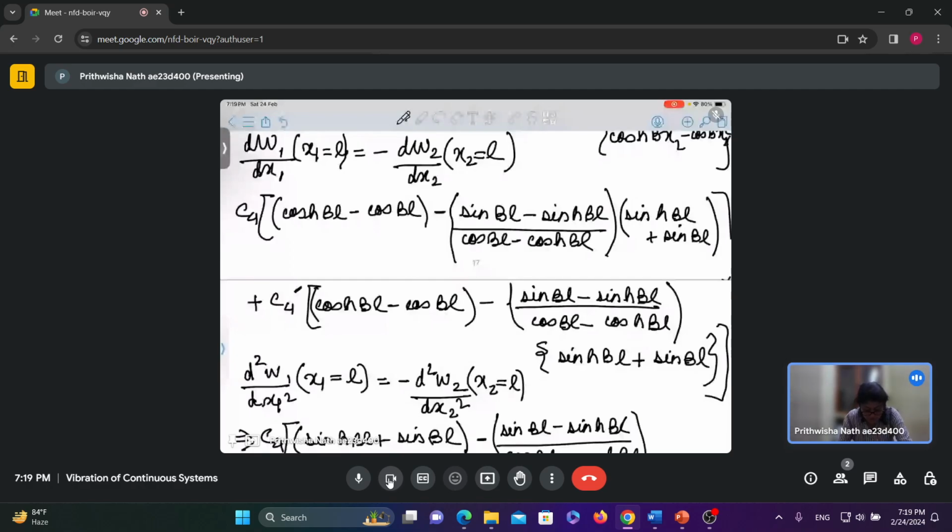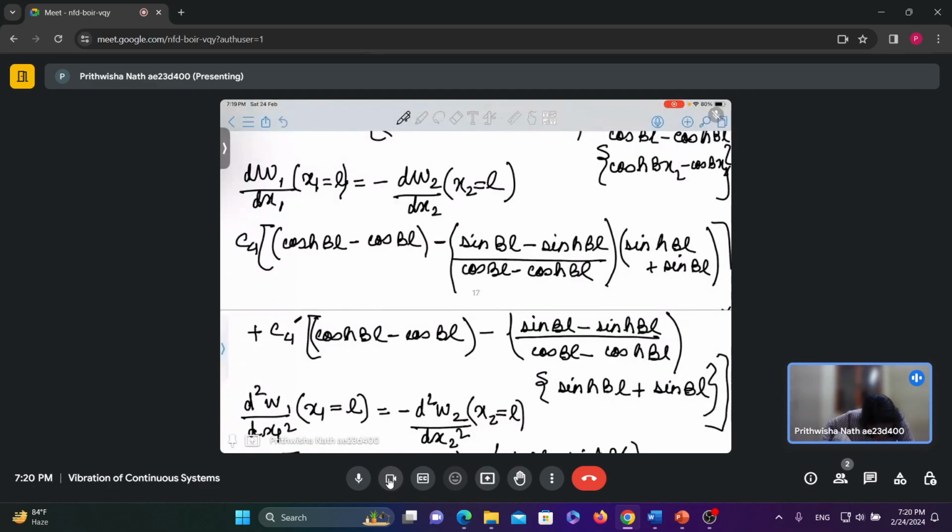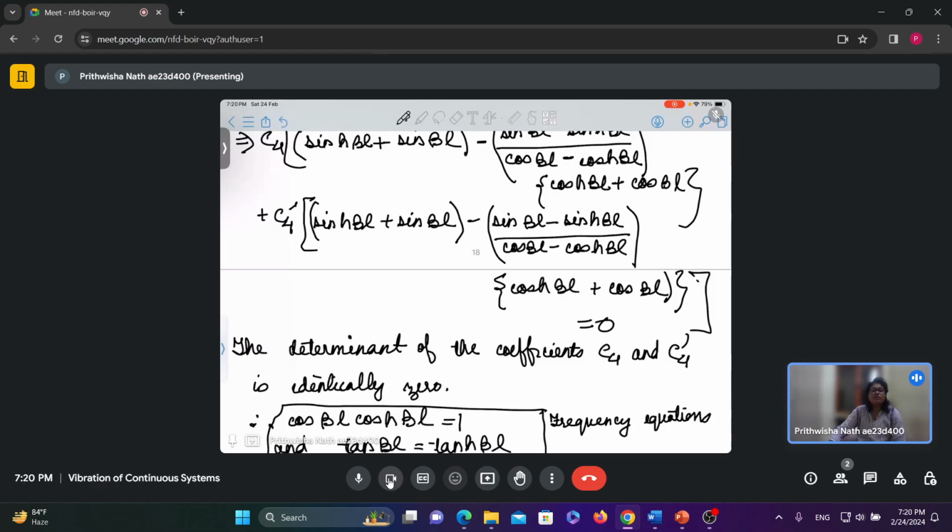Again I have another condition, that is the double derivative of this equation, which gives another equation in terms of C4 and C4 prime. Now I can say that the determinant of the coefficients of C4 and C4 prime is identically 0. So finally I get these two as my frequency equations.